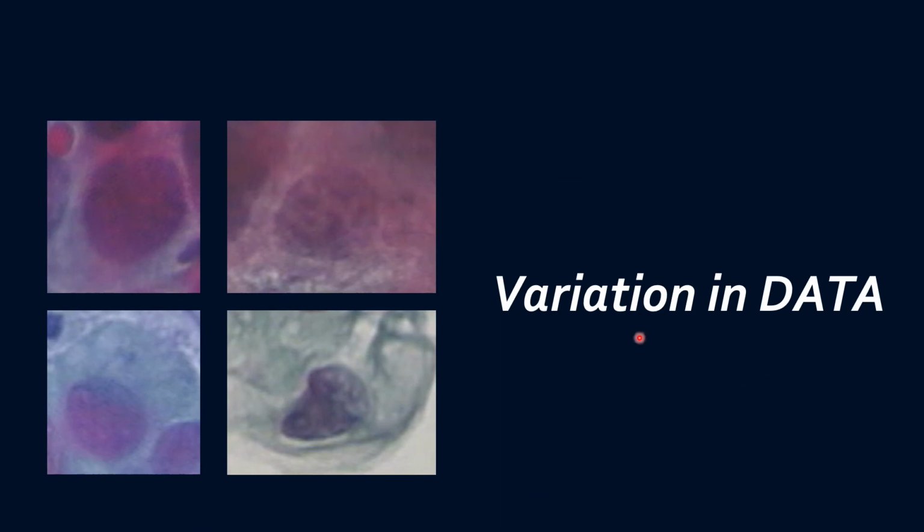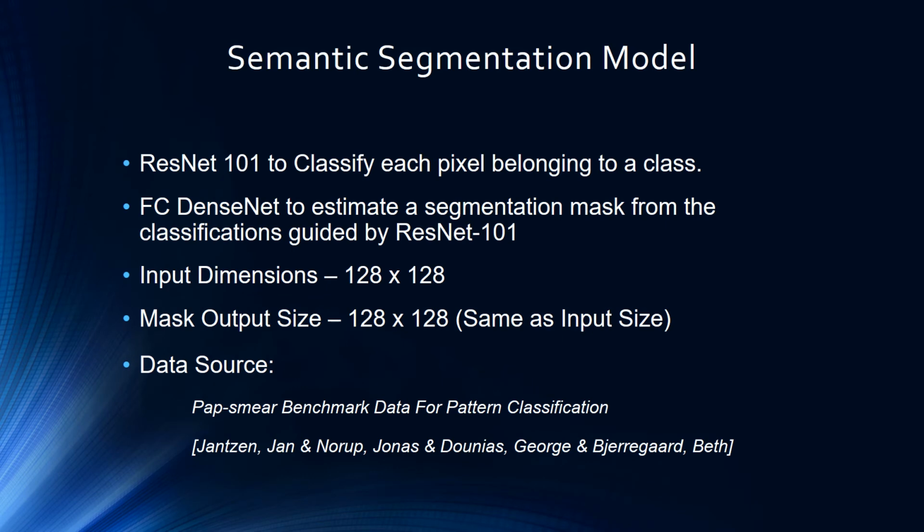And one more important thing is that the data also varies in size. This is a normal cell and this is a cancerous cell. So there is a typical variation in data which cannot be accommodated using conventional image processing techniques. Semantic segmentation comes to the rescue because it is a deep learning model which can accommodate variance in data and also has a high degree of computer vision knowledge, which it learns through training.